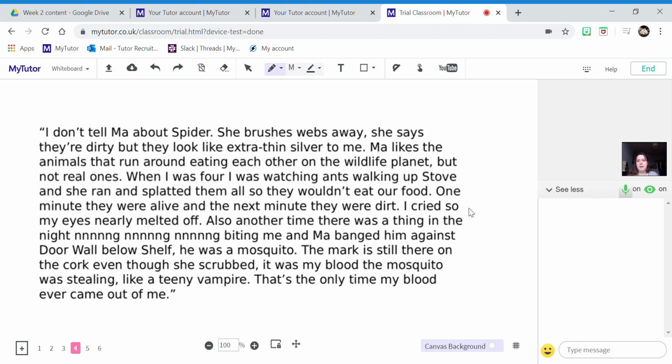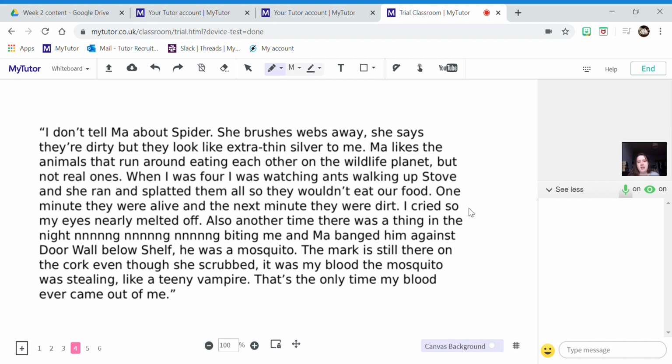I don't tell Ma about Spider. She brushes webs away. She says they're dirty, but they look like extra thin silver to me. Ma likes the animals that run around eating each other on the wildlife planet, but not real ones. When I was 4, I was watching ants walking up stove, and she ran and splattered them all so they wouldn't eat our food. One minute they were alive, and the next minute they were dirt. I cried so my eyes nearly melted off.